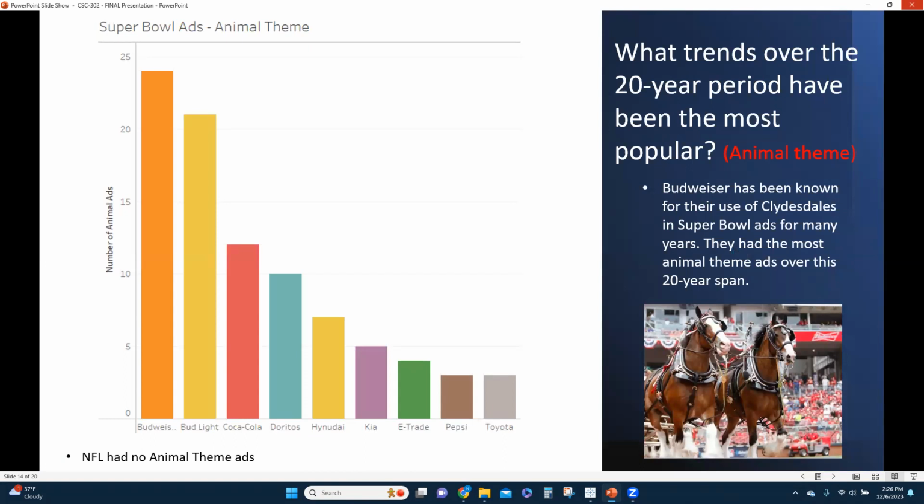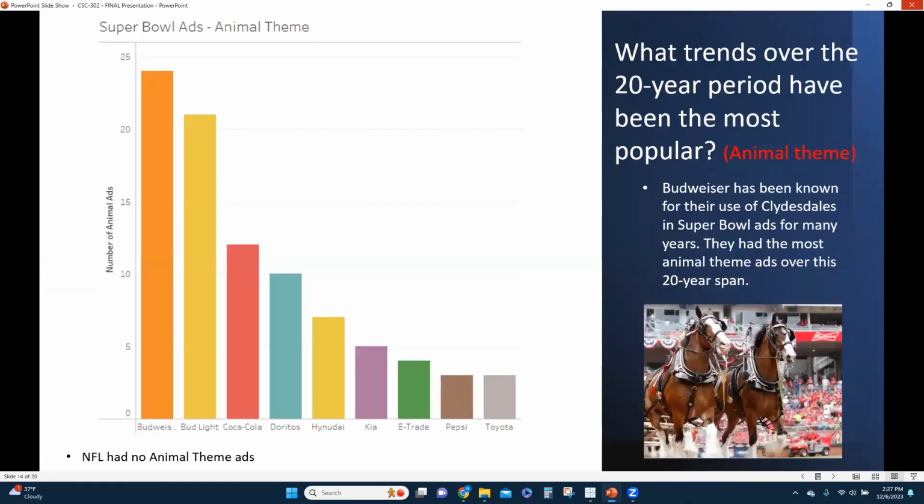Now let's take a look at the Super Bowl ads for the animal theme. The question asked was, what trends over the 20-year period have been the most popular for the animal theme? Now, Budweiser has been known for their use of Clydesdales in Super Bowl ads for many years. They had the most animal themed ads over this 20-year span. And it does show that Bud Light came in a close second. But, you know, when I think of a Super Bowl ad from Budweiser, I always think of the Clydesdales.